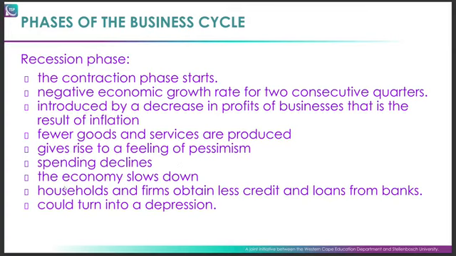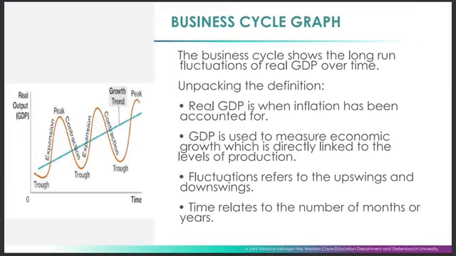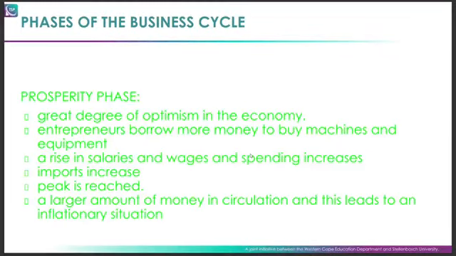The other reason the demand has gone down is because during this period, households and firms obtain less credit and loans from banks, because banks don't want people spending money, as they're trying to get a hold on the inflation that exists. But if this is not watched, your recession phase could turn into a depression. And once again, to get back to the graph, the depression phase is obviously from after that trend line down to the trough. That would constitute your depression.